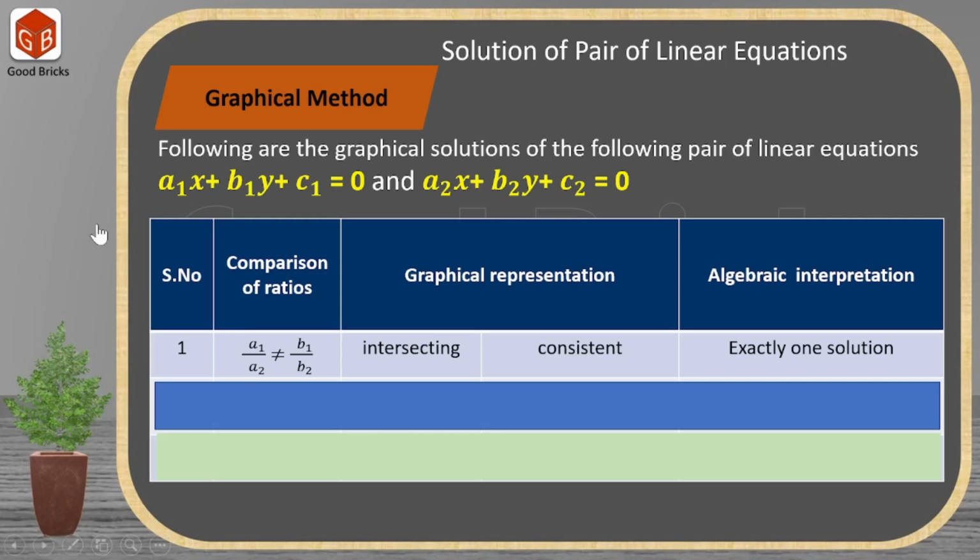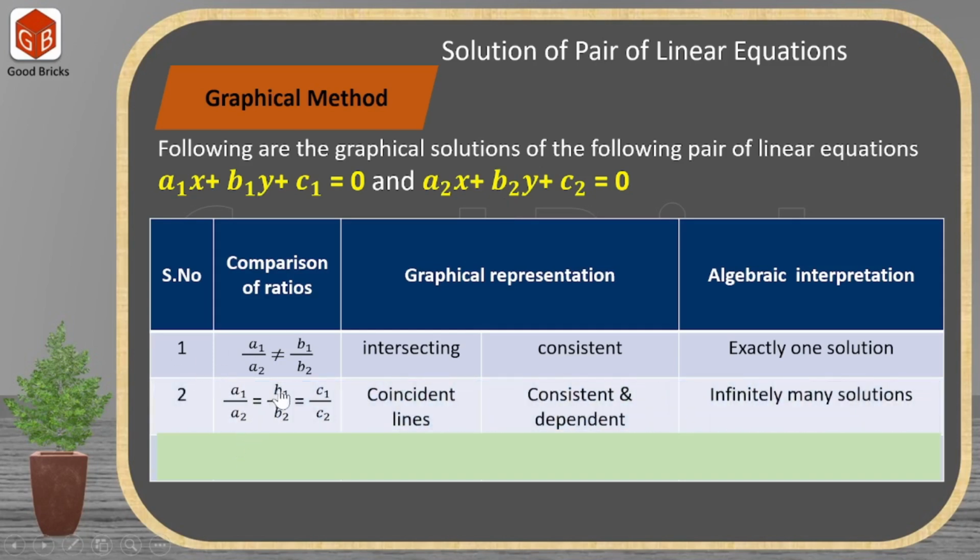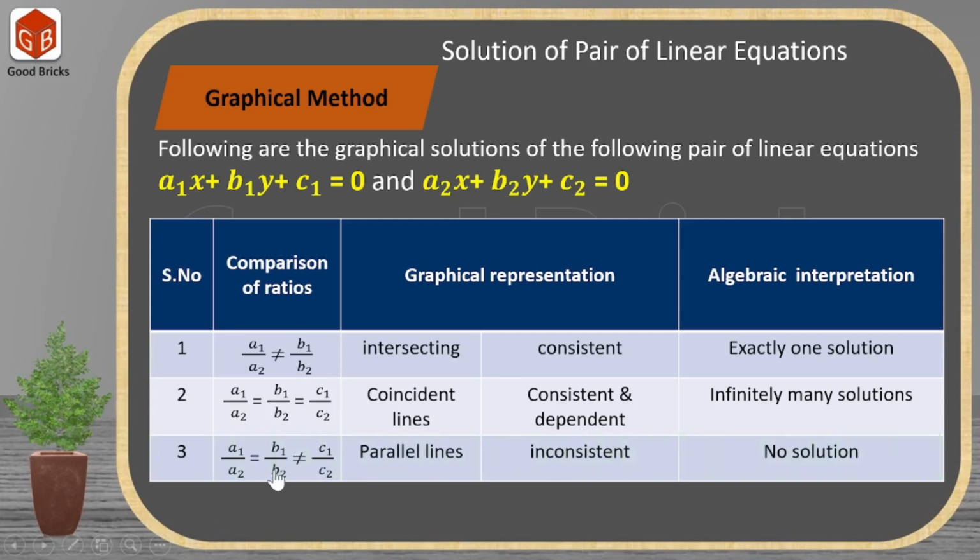So see here, if a1 by a2 is not equal to b1 by b2, then we can say these two lines are intersecting lines. If a1 by a2 is equal to b1 by b2 is equal to c1 by c2, then we can say the given pair of lines or equations are coincident lines or coinciding lines. If a1 by a2 is equal to b1 by b2 but not equal to c1 by c2, then the given pair of lines are parallel lines.